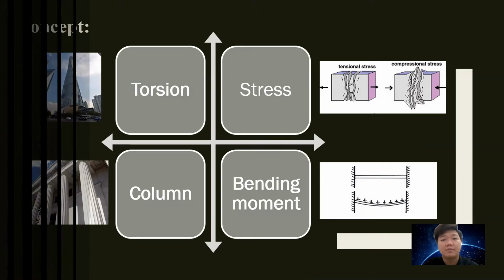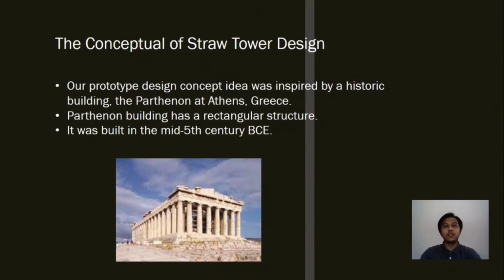Thank you. Hi, my name is Ahmad Zahir. My matrix number is EN200172. I want to present about methodology. First, the conceptual design. Our prototype design concept was inspired by a historic building, the Parthenon at Athens, Greece. The Parthenon has a rectangular structure. It was built in the middle of the 5th century before the Common Era.